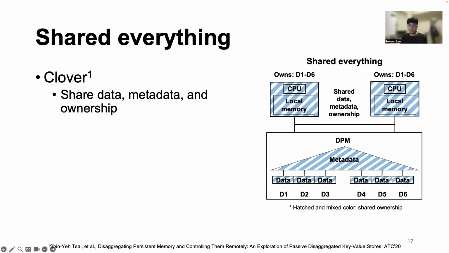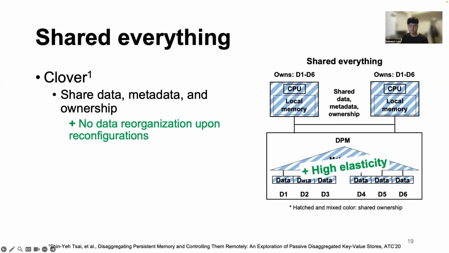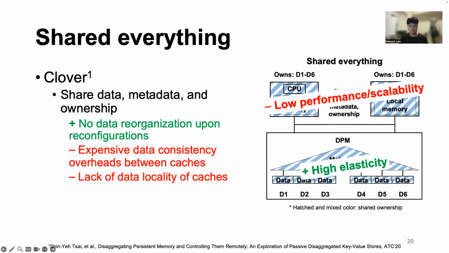Another counterpart example is Clover. Clover employs shared everything as their base architecture. The right side figure shows its system architecture. It makes data, metadata, and ownership shared across compute nodes. Due to this total sharing, they can provide high elasticity, adding or removing compute nodes without data reorganization. However, it results in low performance and scalability due to the expensive data consistency overhead for the shared data and the lack of the cached data locality.